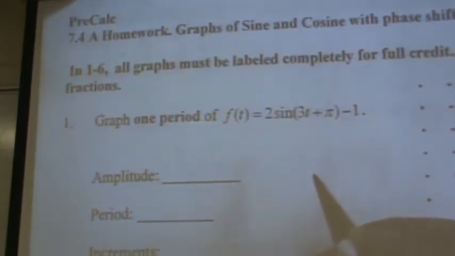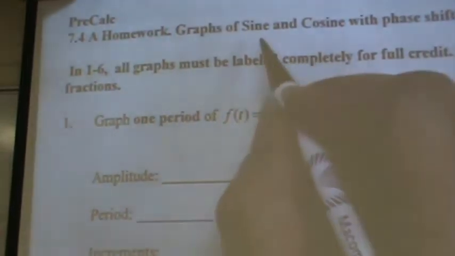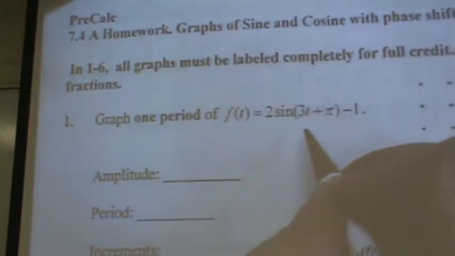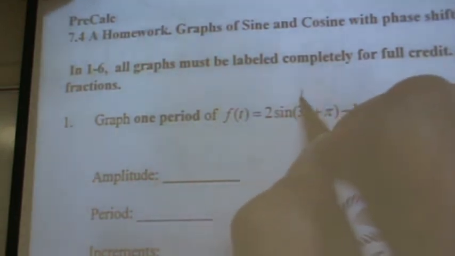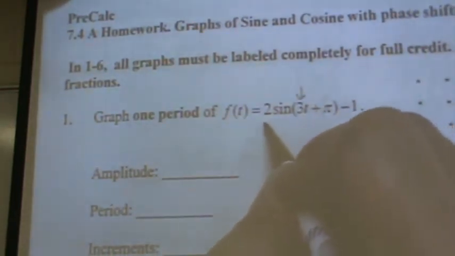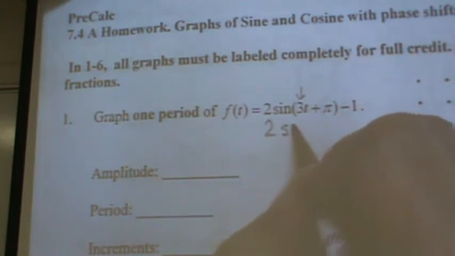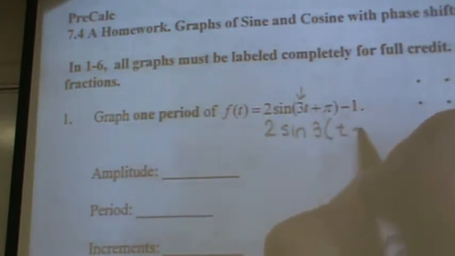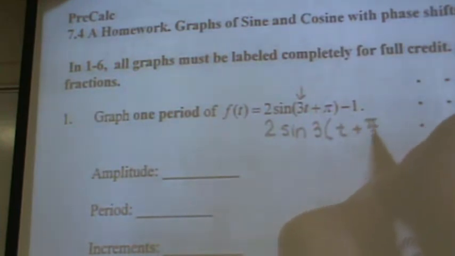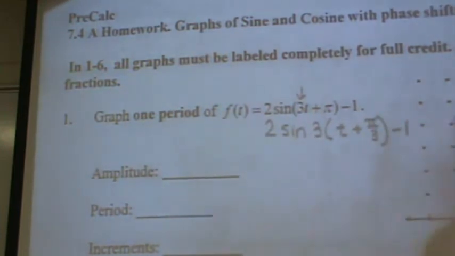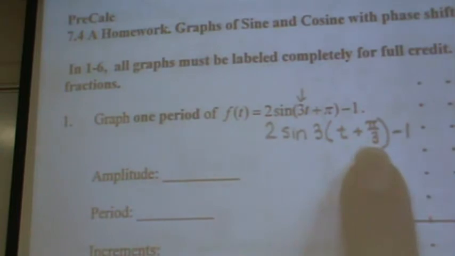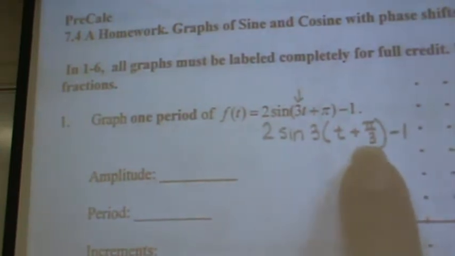Here's the 7-4A homework. We're only graphing sine and cosine with phase shifts. So step one is you want to pull this B value out. So you have 2 sine, take the 3 out, and then it would be t plus pi over 3. Okay, that's important. Why is that important? Because this is your phase shift. This is your start position.